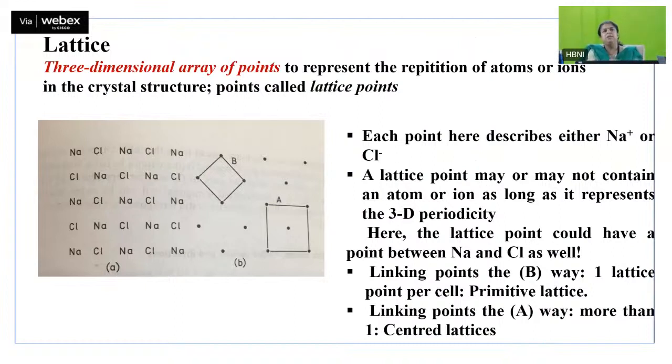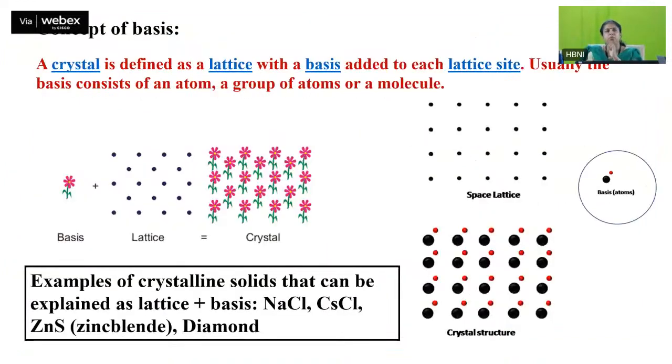Okay. One more thing: you would often come across the word primitive lattice. We'll talk about that in the next slides, but I'm sure you know about it. It has only one atom per unit cell. If you join your atoms the way I have joined on the left-hand side, shown as B, here it is only one lattice atom. Whereas if you join it the way I've joined in A, there is an extra atom in the center. These are centered lattices. While when you do not have any other atom other than on the corners, it is called the primitive lattice. I hope this much is clear and it will become clearer on the way.